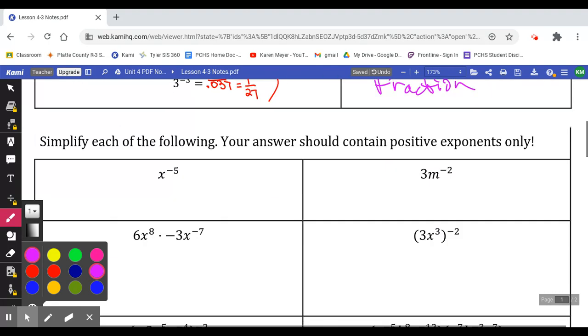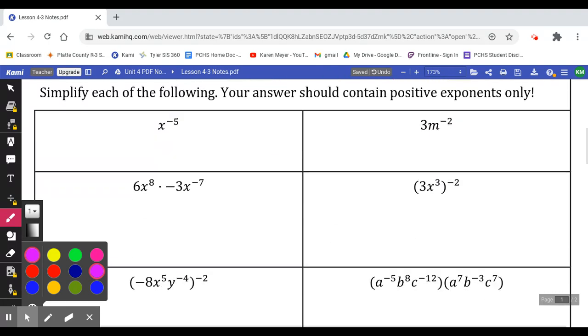Okay, so you'll notice now in my directions, instead of just saying simplify, there's a stipulation. Your stipulation is you can simplify, but your final answer must have positive exponents only.